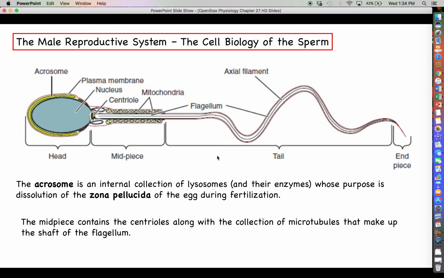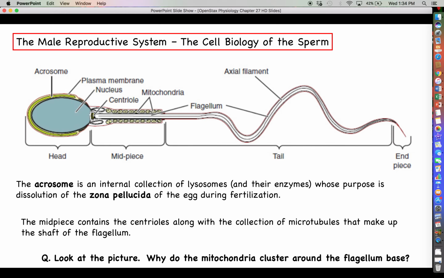The second structure I want to draw your attention to here is the midpiece. The midpiece contains all of the microtubule motor proteins that power the flagellum, which is actually made up of microtubule fibers. The one thing I really want to draw your attention to here is that the midpiece boasts an impressive collection of mitochondria that are occupying the same space as the centrioles and those microtubule motor proteins.